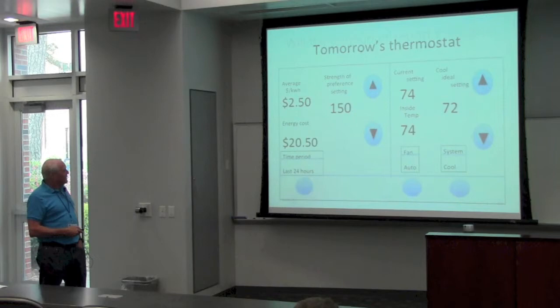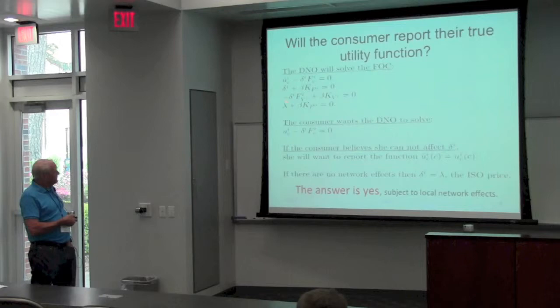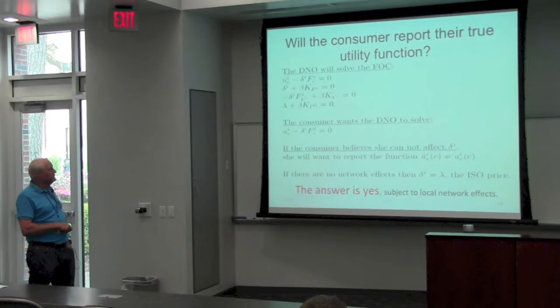Will they report their true utility function? That is, will they actually report what they want? Well, the DNO's first order conditions, this is just the first order conditions for the DNO, we're going to solve using the reported utility function. The consumer wants the DNO to solve this because those are their first order conditions given what they're paying.